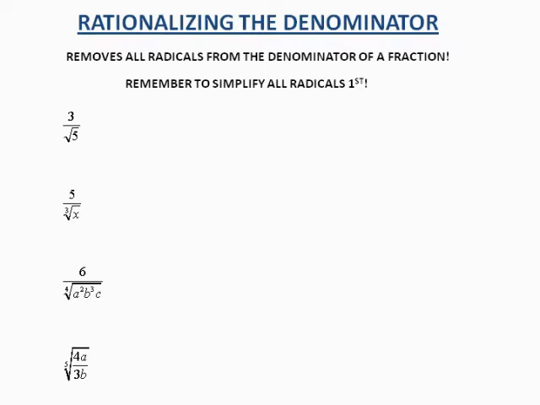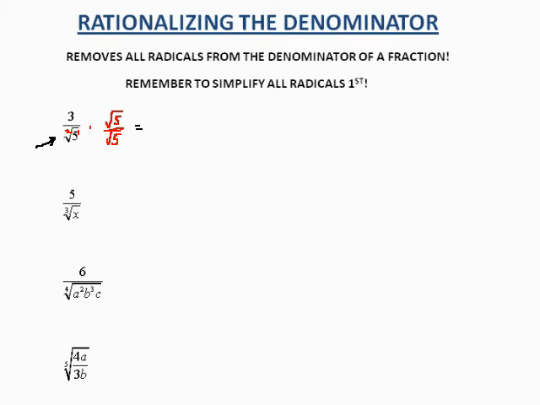So in the first example, 3 over the square root of 5, if I want to get this radical out of the denominator, I'm going to have on a square root, remember, the root number, there's a little 2 in here, although they don't write it. And this 5 is to the first power. So what we're going to do is multiply both top and bottom of this fraction by that same square root.